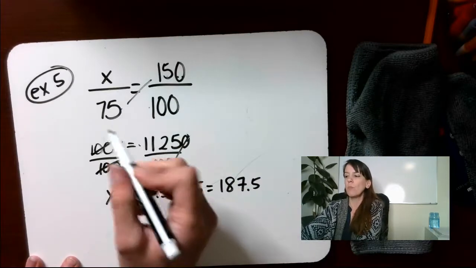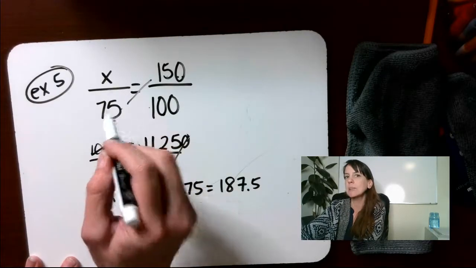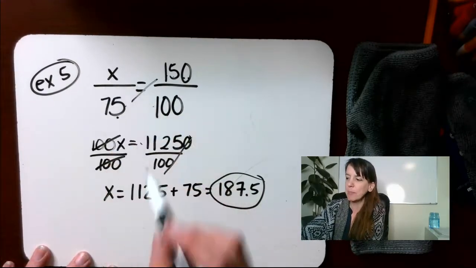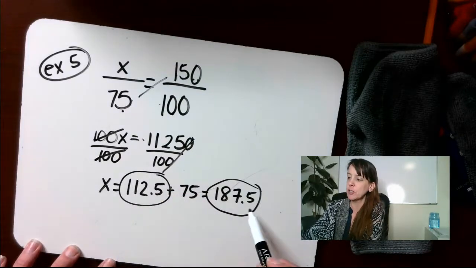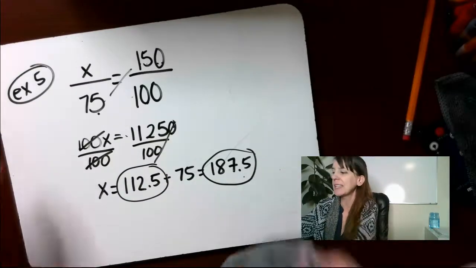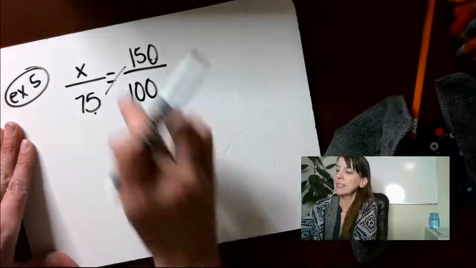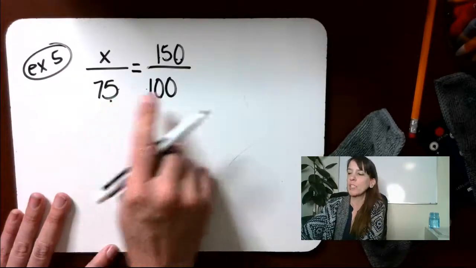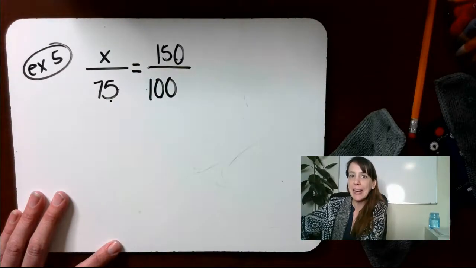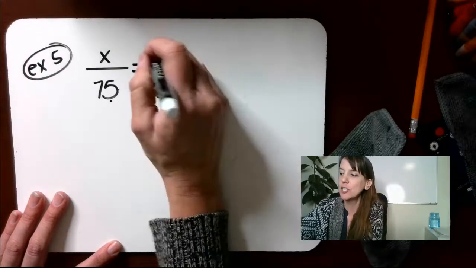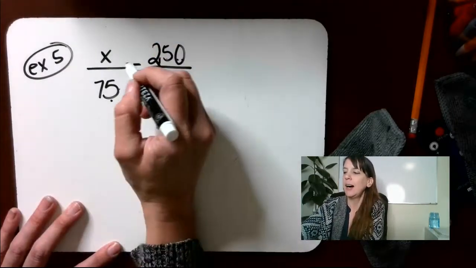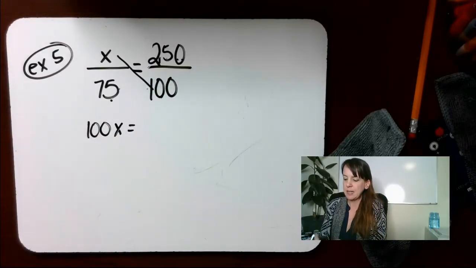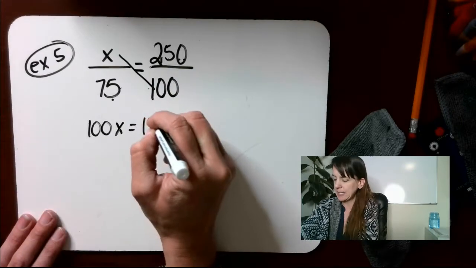So 75 increased by 150% would be this. That what we're increasing it by is this number right here, but the total is going to be this. There's actually another way to do this. Since we're increasing it by 75, we're taking this 100% and we're adding another 150% on that to give us 250%. Does that make sense? This times this gives me 100x equals 25 times 75, which gives me 1875.